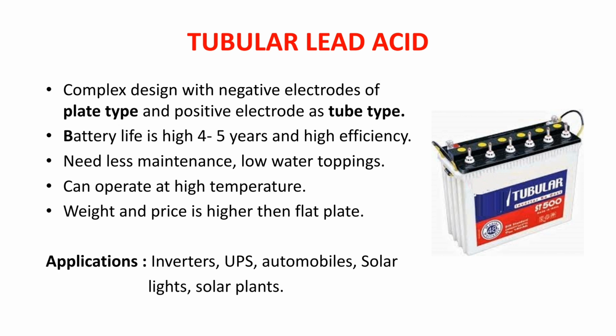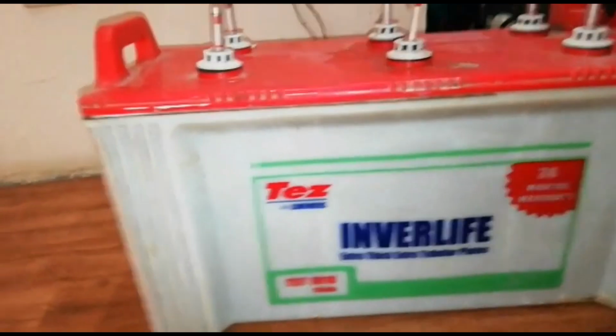These batteries have a longer life of 4 to 5 years and have high efficiency. High efficiency means there are low current losses, but the weight and prices of these batteries are higher than flat plate batteries. The applications where we use these batteries are inverters, UPS, automobiles, and the solar sector also. Hybrid and off-grid solar power plants are based on tall tubular batteries, and also solar street lights in which batteries are used. These are tall tubular batteries.